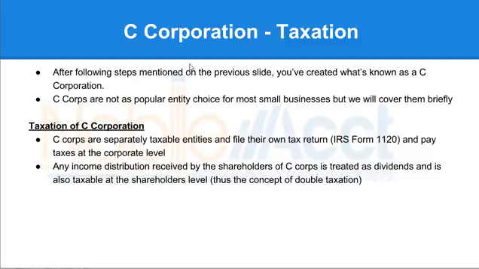and then the shareholders must also pay tax on the dividends that they receive. So thus the concept of double taxation, right? The corporation pays the tax and then distributes the profit to shareholders, and then shareholders pay tax on the profit they receive from the corporation. Because of the double taxation, it's usually not the most popular business entity structure among small businesses. All the big corporations, like the Apples or Microsoft of the world, are C corporations, but for small businesses, it's usually not the most cost-effective way to form or operate a business.